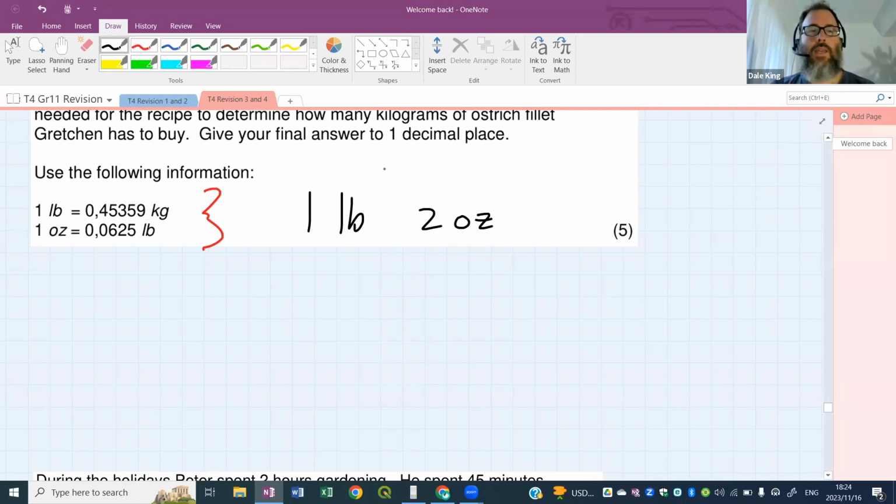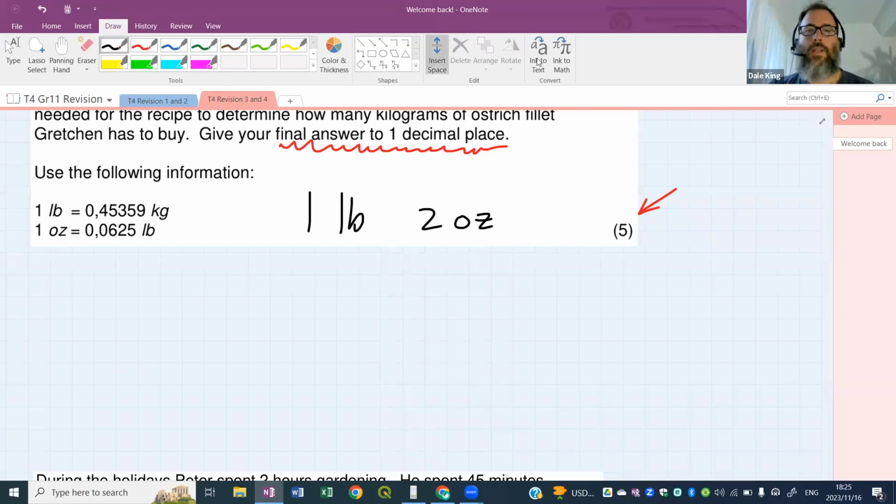They want to know how many kilograms this is. And this is 5 marks. We've got to give our answer to one decimal place. Now, ladies and gentlemen, when they put this in a question, give your answer to one decimal place, your answer and your rounding needs to be accurate.